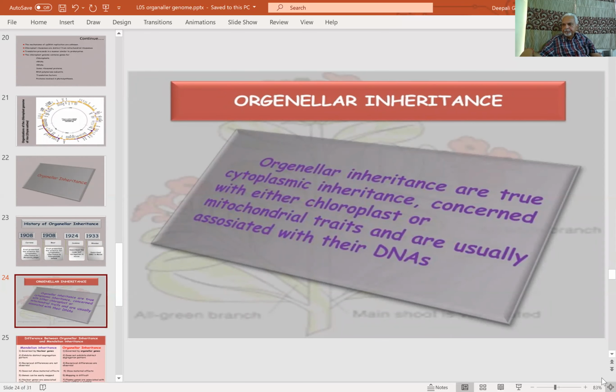So basically, organelle inheritance, whether it is mitochondrial or chloroplast, it shows cytoplasmic inheritance, which deals with the traits which are coded by either chloroplast or mitochondrial genome. Okay, and these traits are then linked to their DNA. So that is the crux of the scenario.